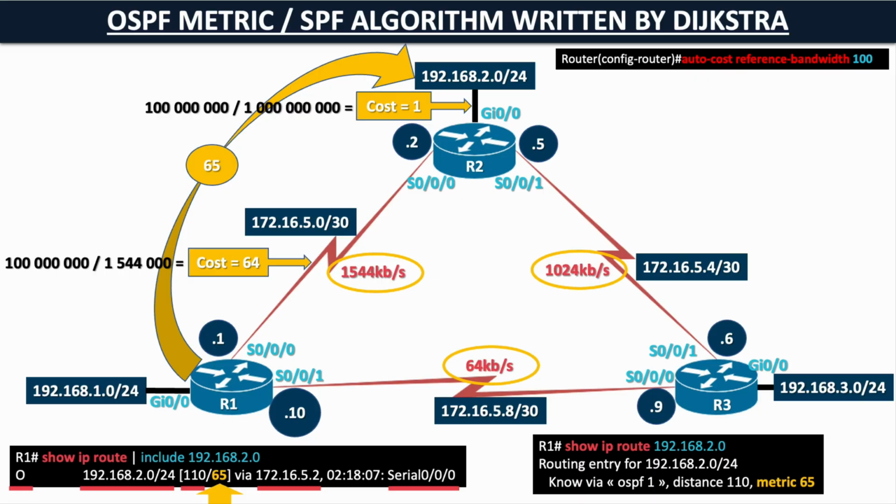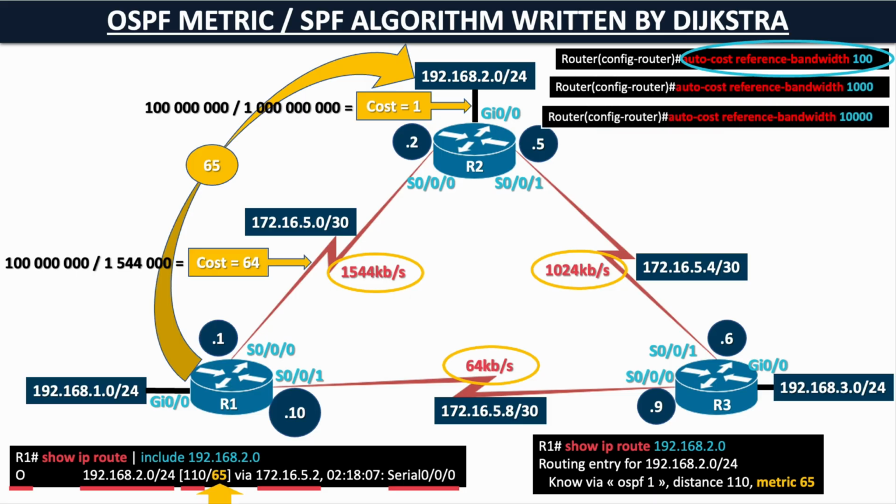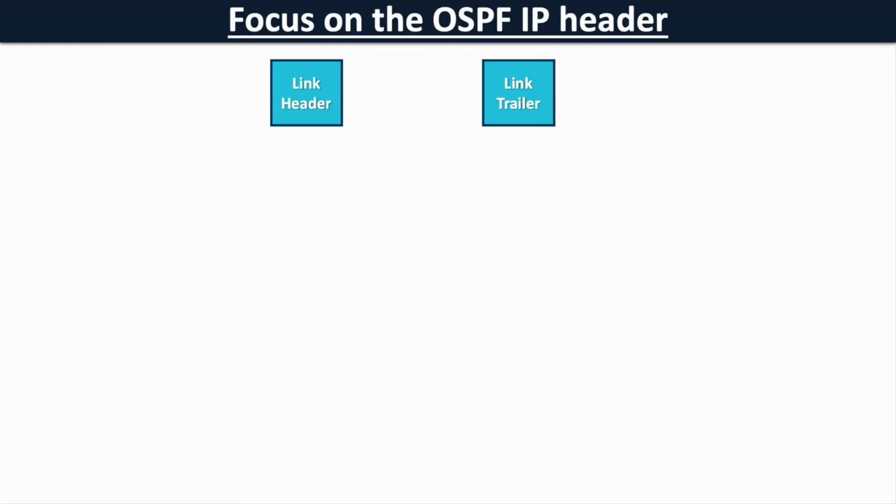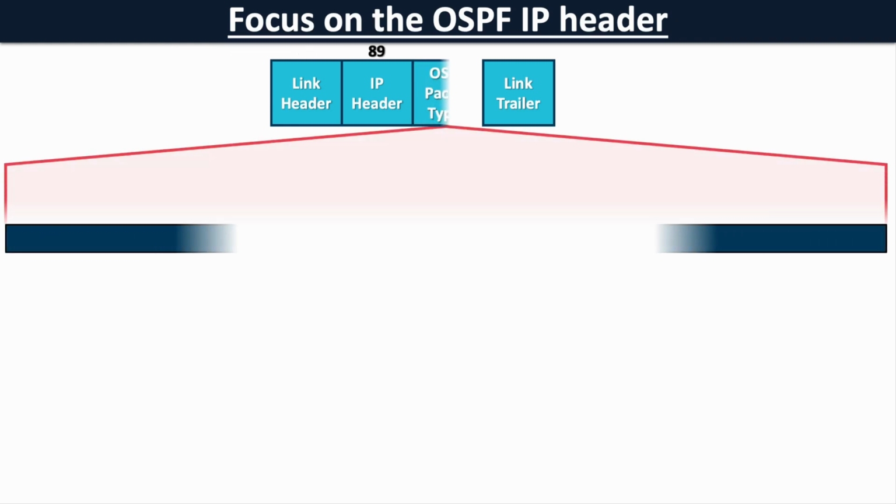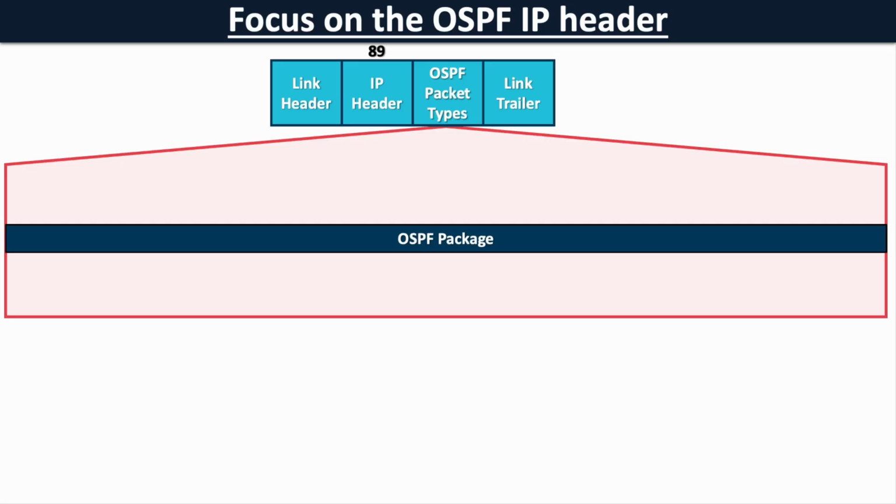As we have seen, OSPF uses a reference bandwidth of 100 megabits. But if you have links greater than 100 megabits, then it is strongly recommended to change this value. Before we finish this course, we'll take a quick look at what's in an OSPF packet header. In the IP header, the protocol field value 89 will be set to indicate that it is an OSPF packet type. Each of the 5 types of OSPF packets starts with the same header format.